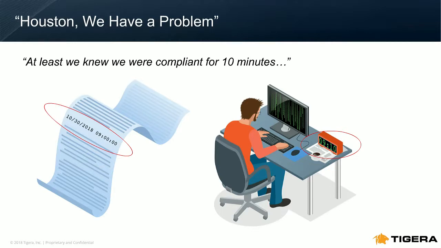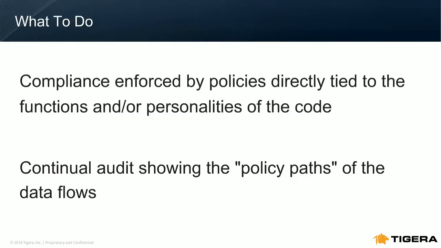So let's think about what you need to do compliance in this kind of environment. One, compliance needs to be enforced by policies and enforcement that's directly tied to the functions or personalities of the code. You can no longer have compliance being enforced, i.e. firewall rules, based on, say, IP addresses of workloads, because those IP addresses are changing.